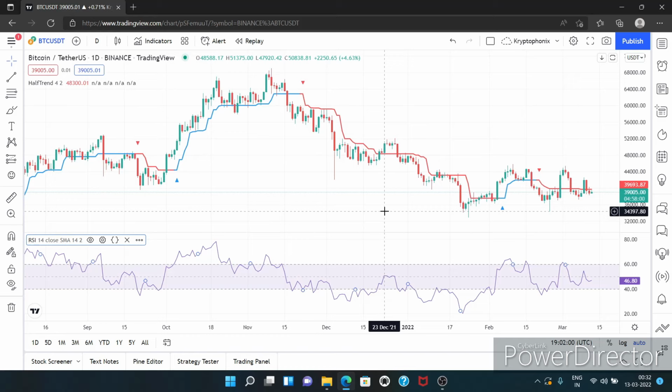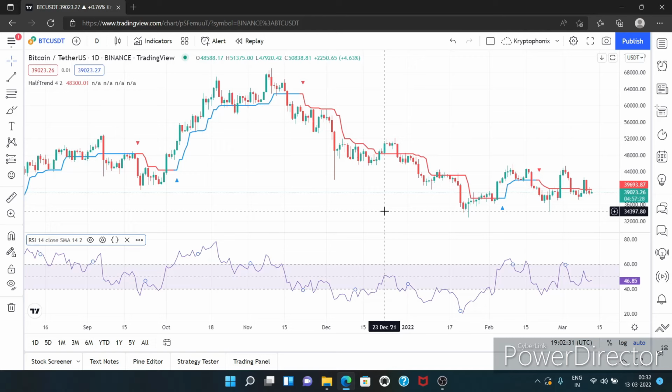So what are the signals for us? If a red line is formed and the RSI is between the 60 and 40 channel, it is a sell signal for us. Whereas in case of a blue line, we will also be confirming that the RSI is between the 60 and 40 mark. If the RSI is not between the 60 and 40 mark, we will not be initiating any kind of trade.